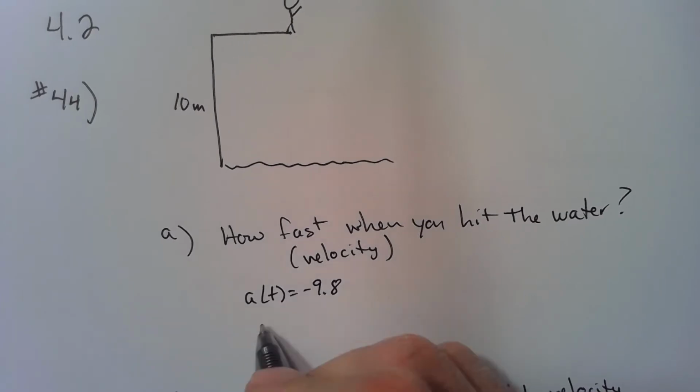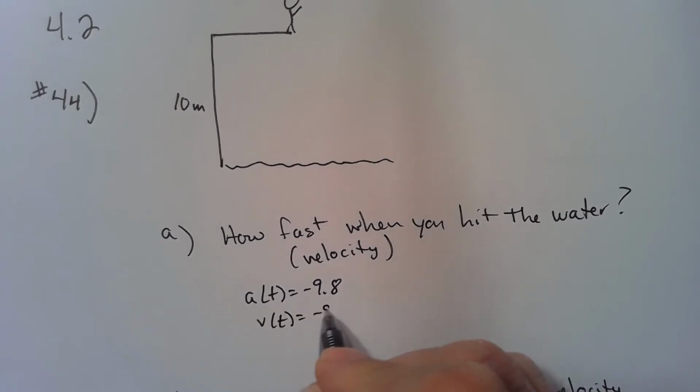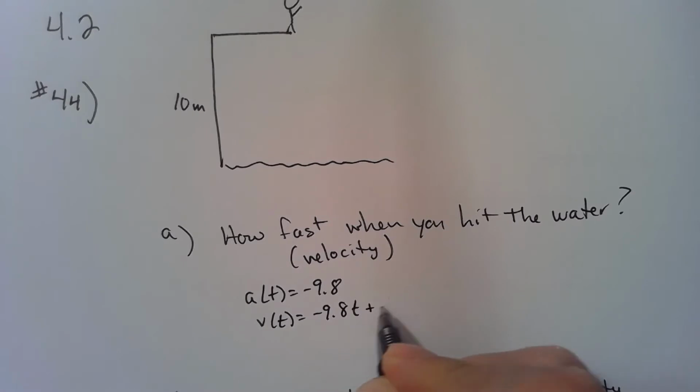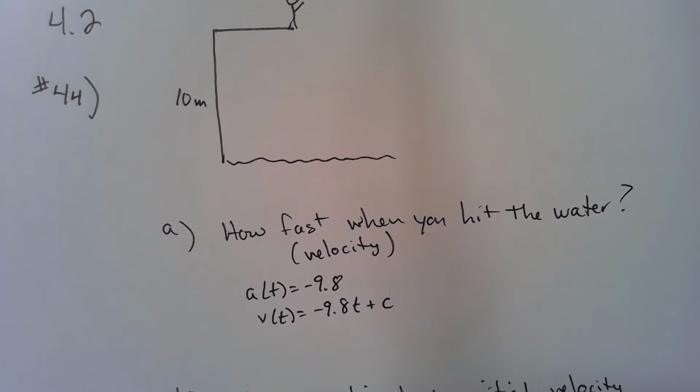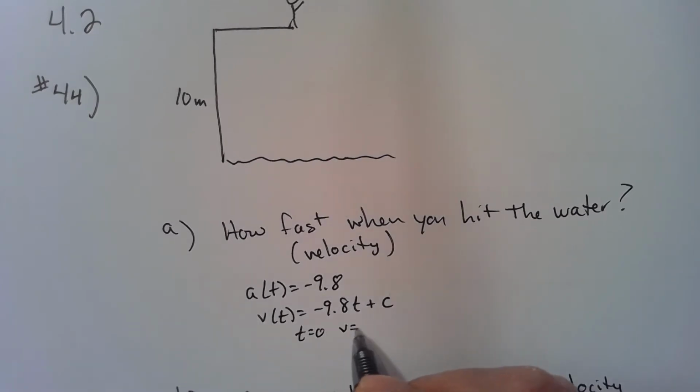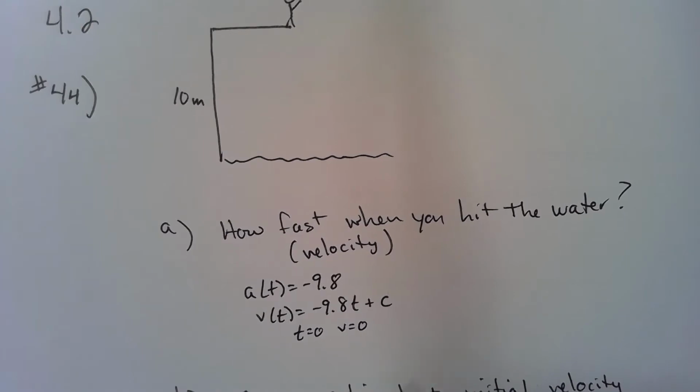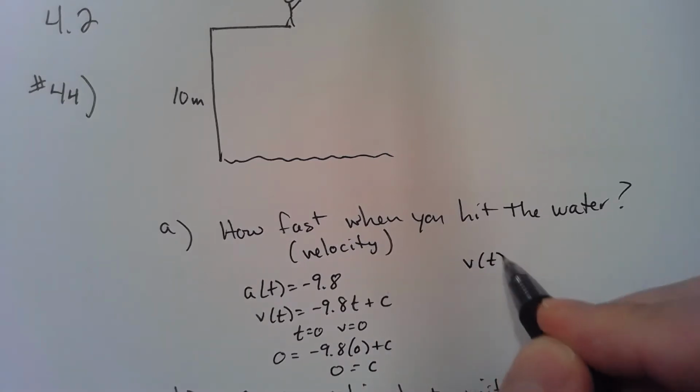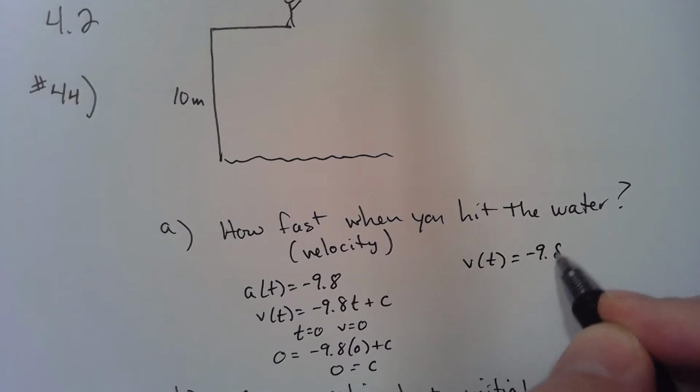So then our velocity would be negative 9.8 t plus c, antiderivative of acceleration. Our initial value is, we know that when time is 0, our velocity is 0. So we can put 0 in for velocity, 0 in for time, so c is 0. So our velocity equation is negative 9.8 t.